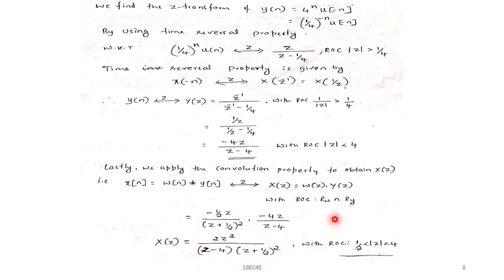With ROC is intersection of the first signal and second signal. So mod z is greater than 1 by 2, at the same time it is less than 4. So here I used the properties of Z transform. I used the differentiation property, time reversal property. Finally, I used the convolution property.